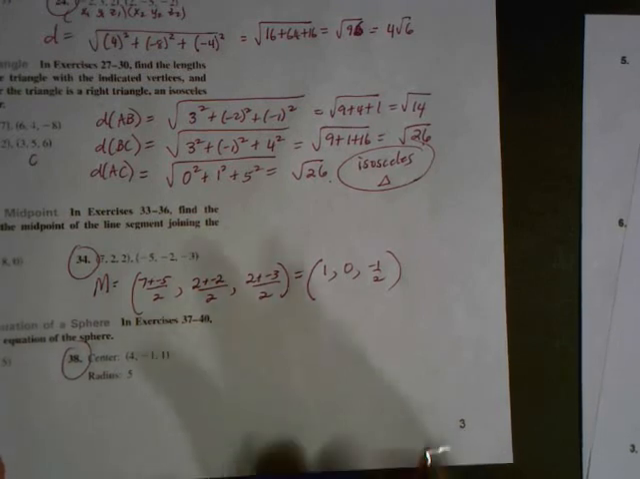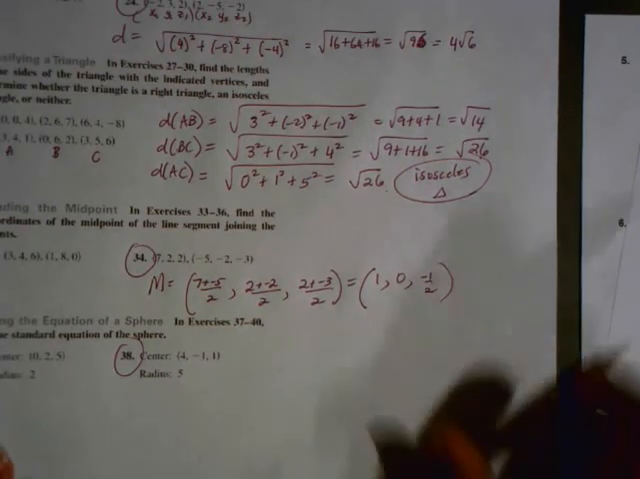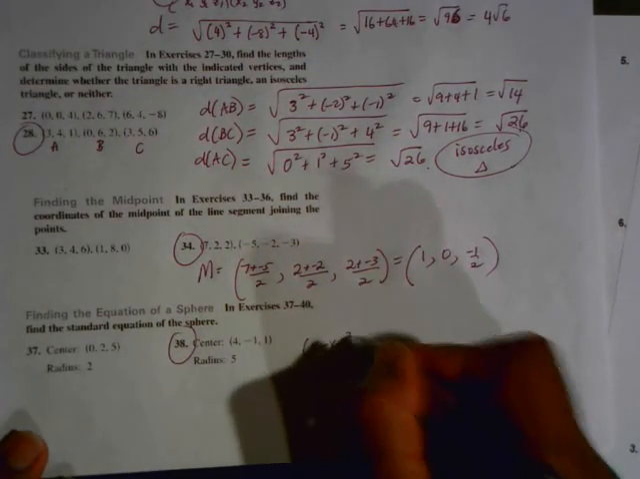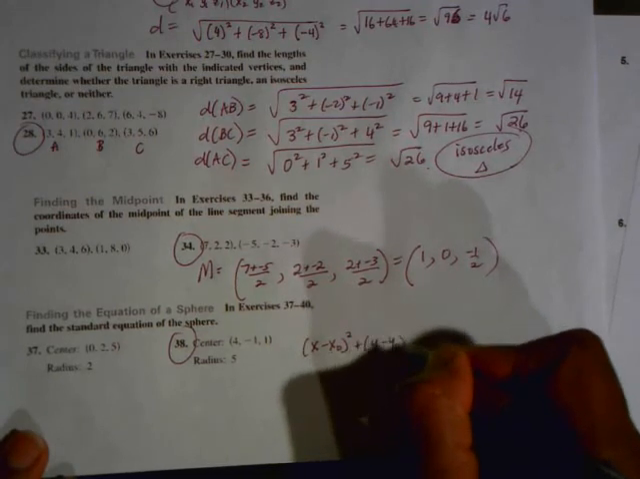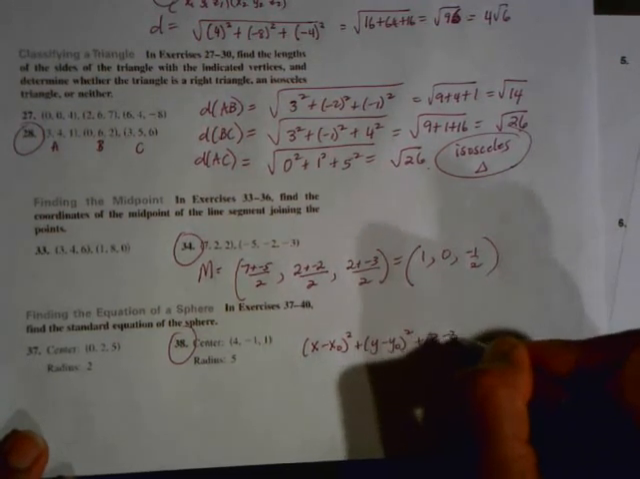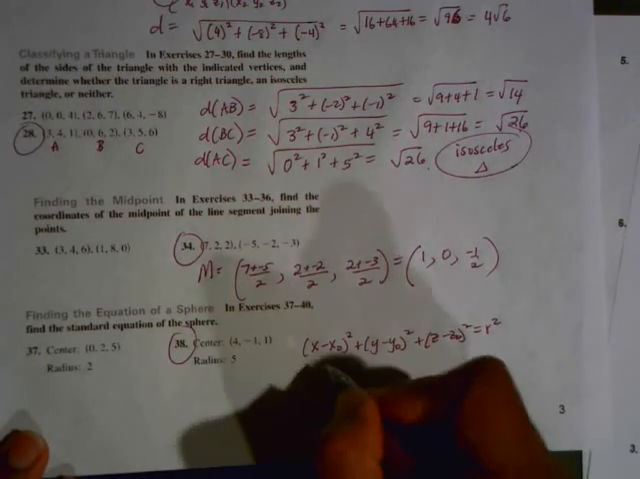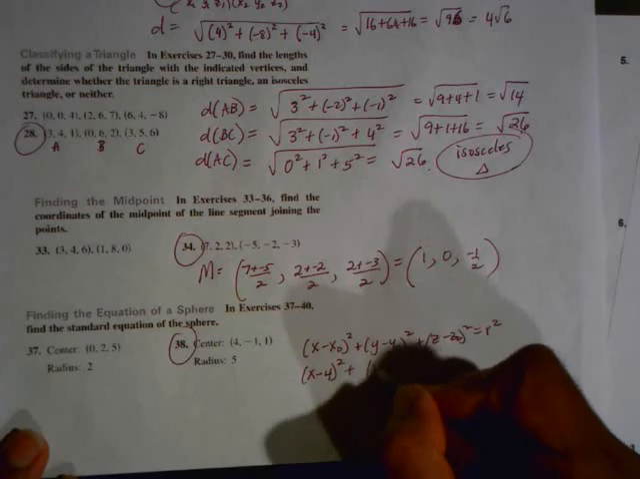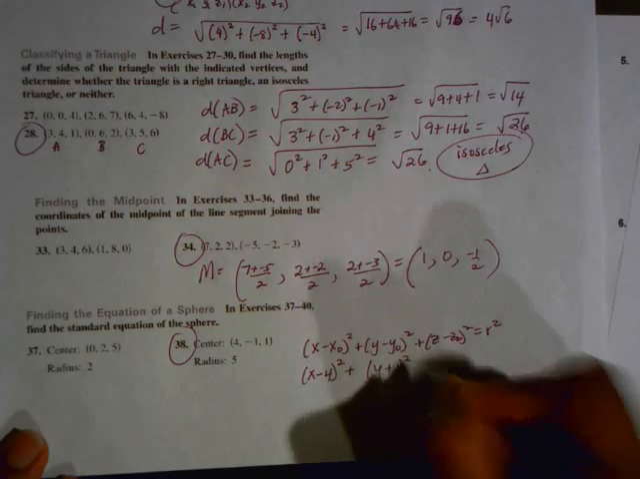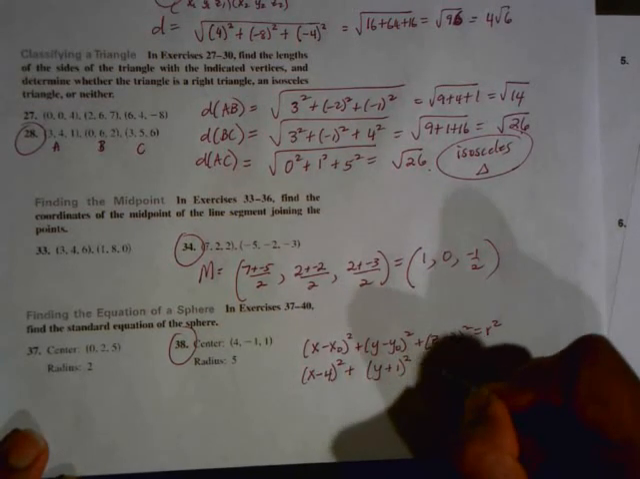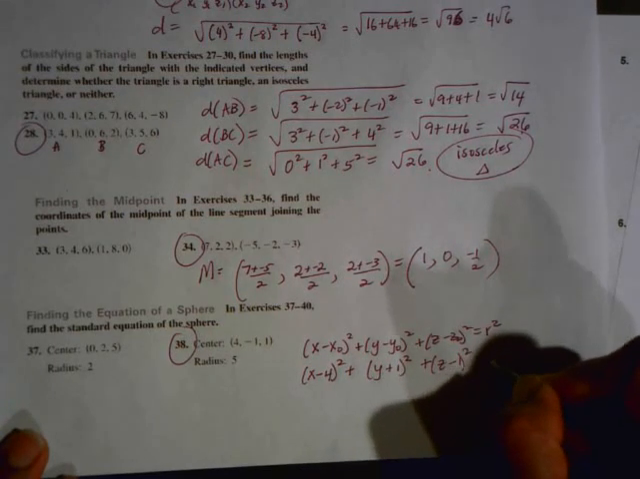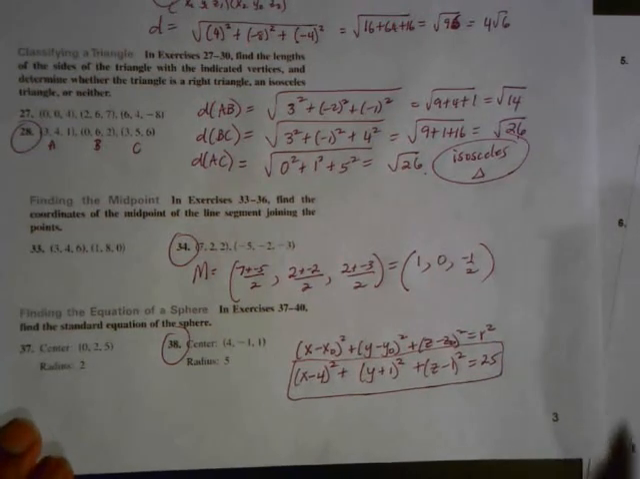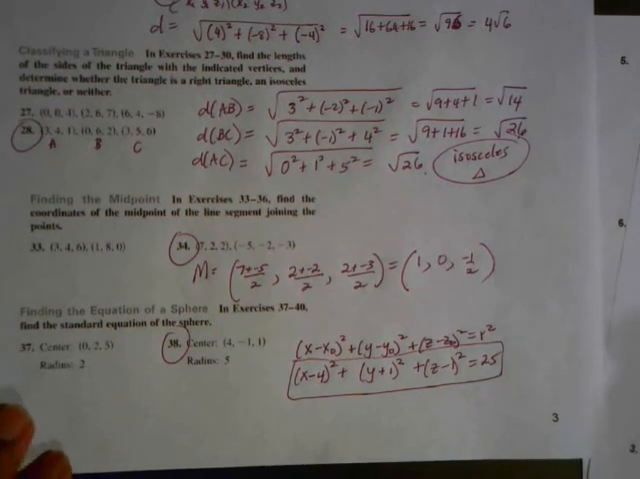It's pretty simple. And finally, finding the equation of a sphere. The standard equation is given by x minus x naught squared plus y minus y naught squared plus z minus z naught squared equals r squared. And in this case, we're given all that, so it's just x minus 4 squared plus y minus negative 1, so it's y plus 1 squared, plus z minus 1 squared equals 25. And this is the standard form. You don't have to expand this, otherwise it won't be in the standard form. And that's pretty much the end of all the examples.